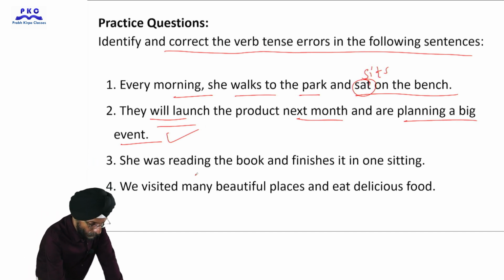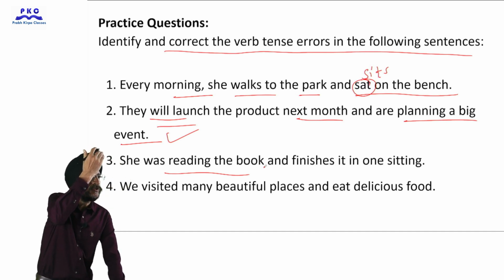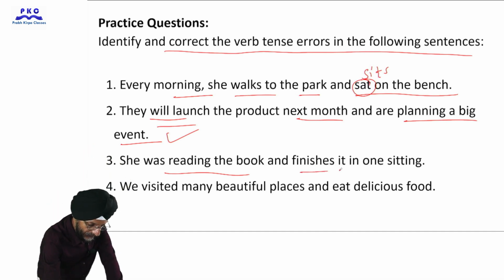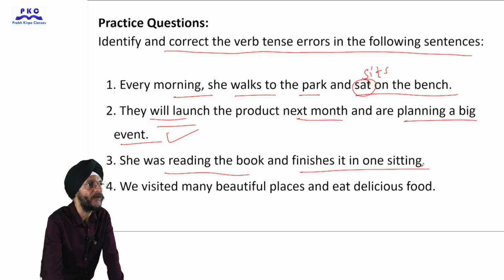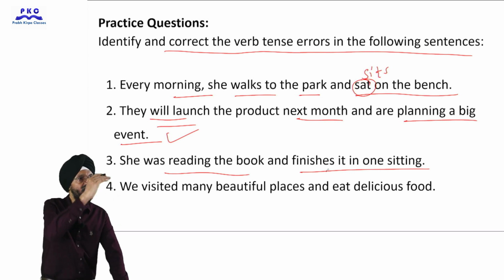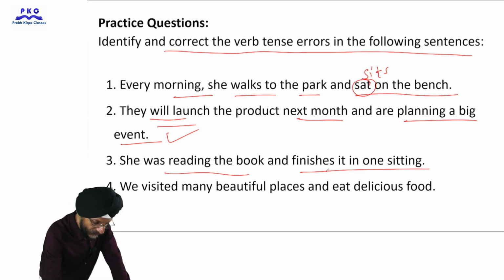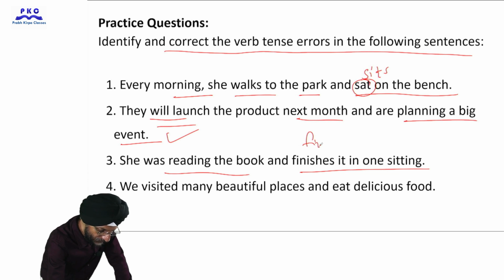She was reading the book. That is, the action was taking place in the past, and finishes it in one sitting. It is in present. So when she was reading the book, she finished it in the past. She finished it in one sitting.